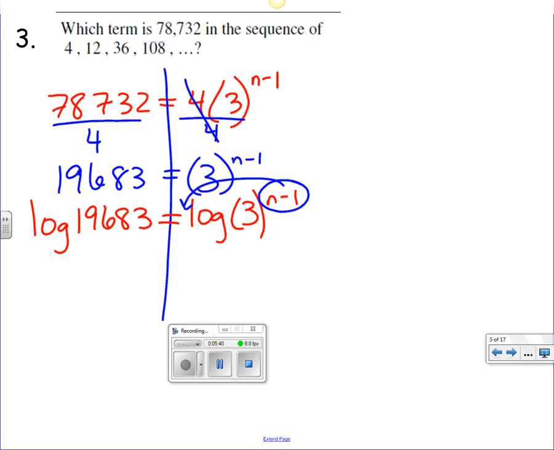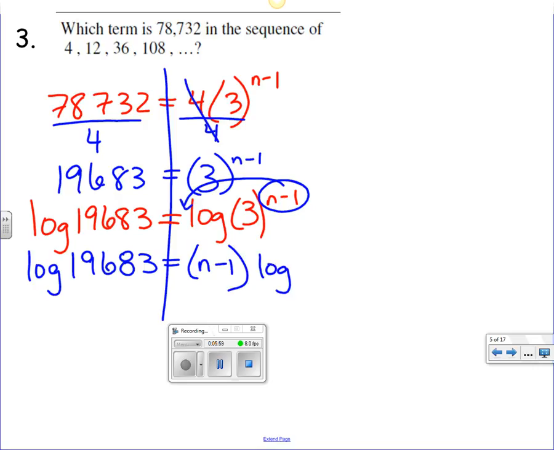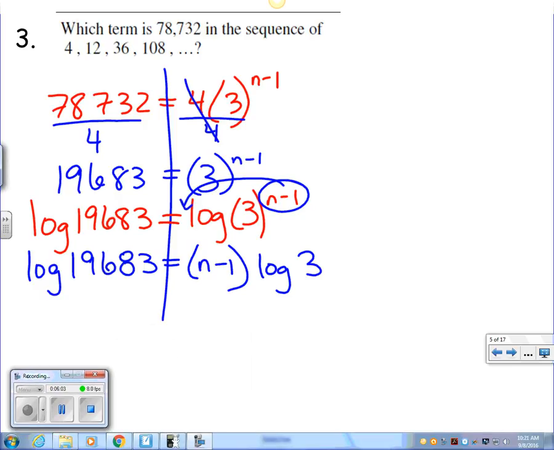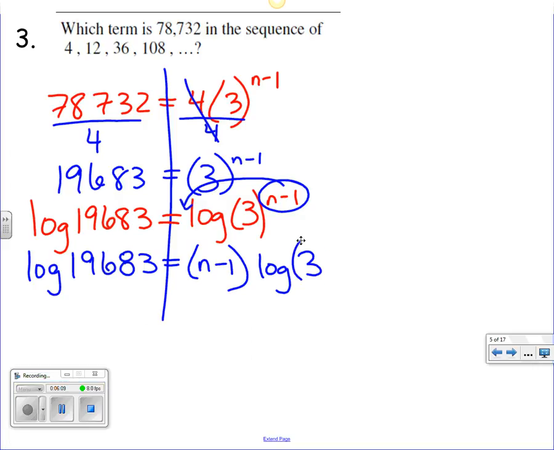All right, so here's what I'm going to do. I'm going to drop this down. Log 19683. Once y'all get the hang of it, you can start skipping some steps. But for now, let me write them out. So I'm dropping this one down. I'm going to put n minus 1 in front. And then drop down log 3. Yes. And you could also put them with the 3 too. It doesn't matter.